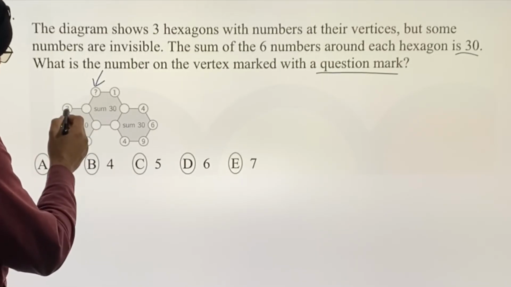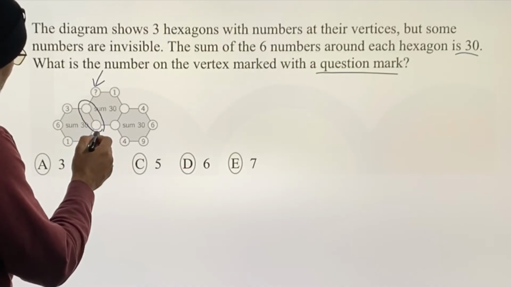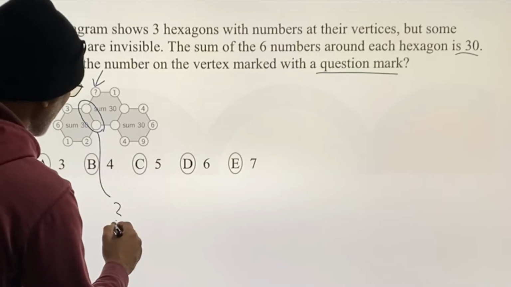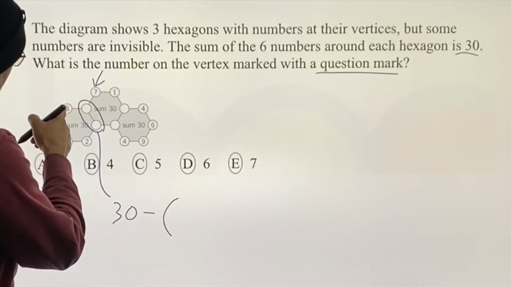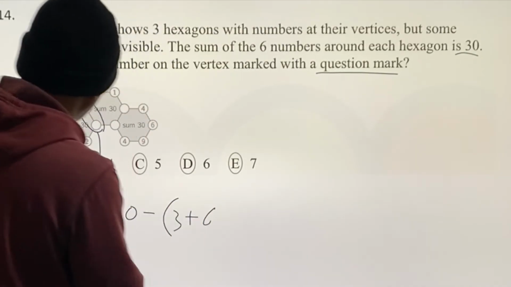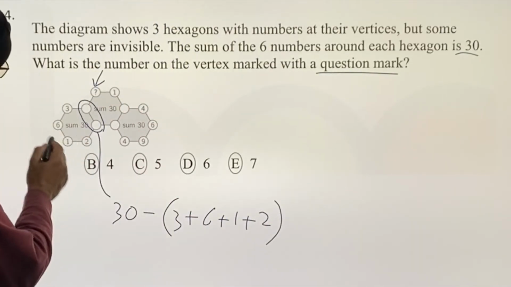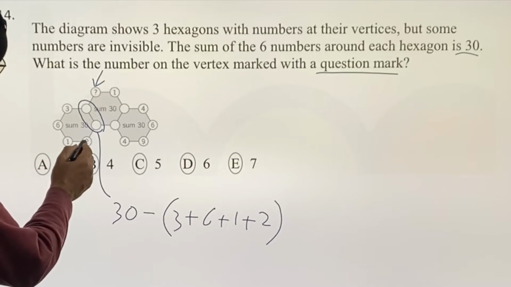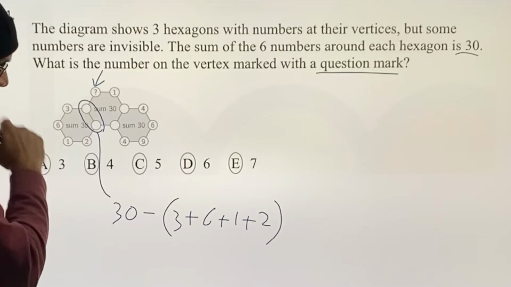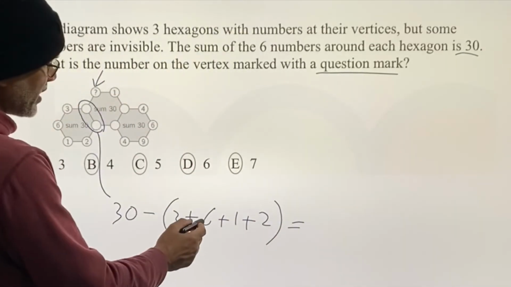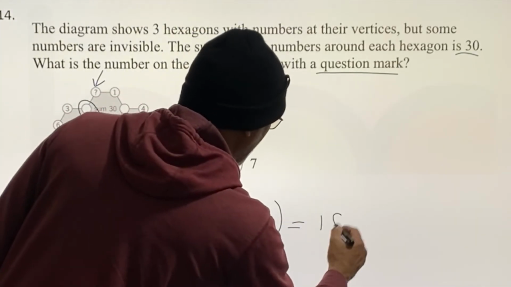If the sum around this is 30 and we know these vertices, then we can figure out the sum of these two. So this is going to be 30 minus 3 plus 6 plus 1 plus 2. If the total is 30 and we know 3, 6, 1, 2, we can subtract that and we get the sum of these two numbers. So how much is this? 6 plus 3 is 9 plus 1 is 10 plus 2 is 12. So 30 minus 12 is 18.